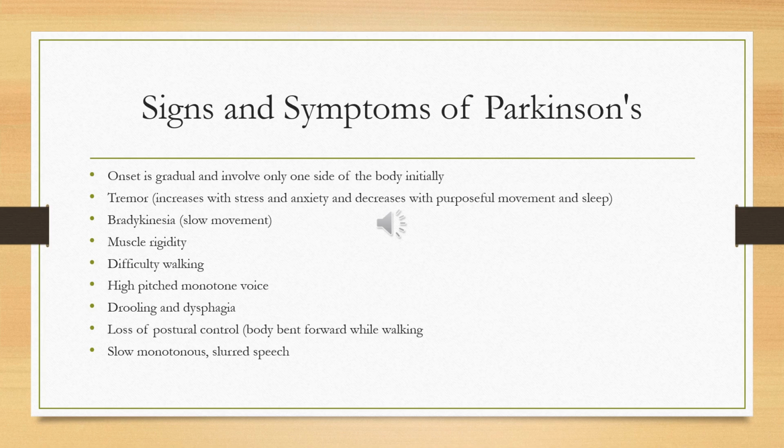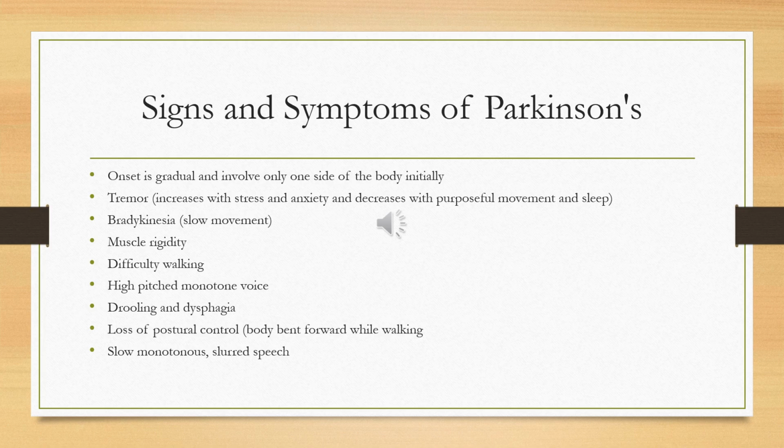It may be uniform, or it may be a jerky type of rigidity. They might have drooling or dysphagia. So with the shuffling gait or difficulty walking, some of the things we need to look for, of course, is that this person might be at risk for falls.